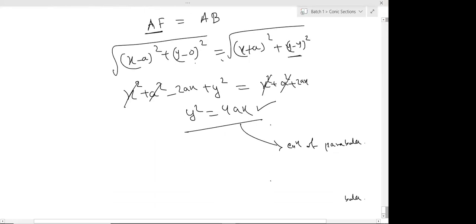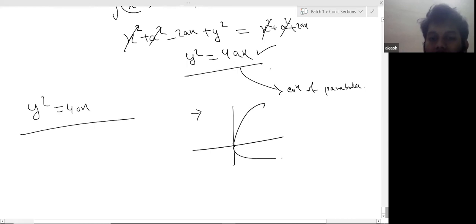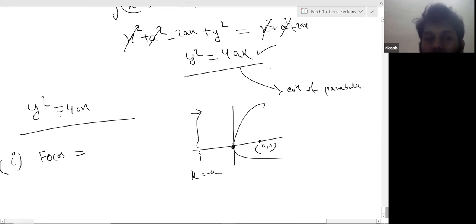Okay. So if you have an equation like this, then the diagram is something like this. Directrix is x equals minus a, focus is a comma 0. This is the vertex. If they ask you what is the focus, if you have an equation like y square equals 4ax, then the focus is a comma 0, right? Gautam, right? Yes, sir.